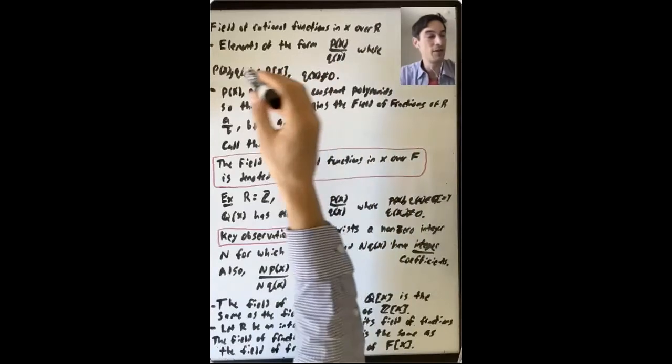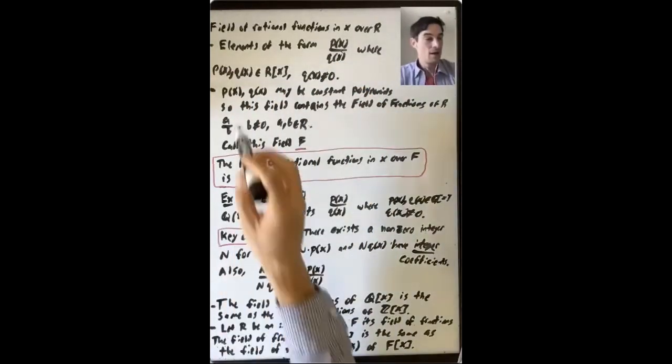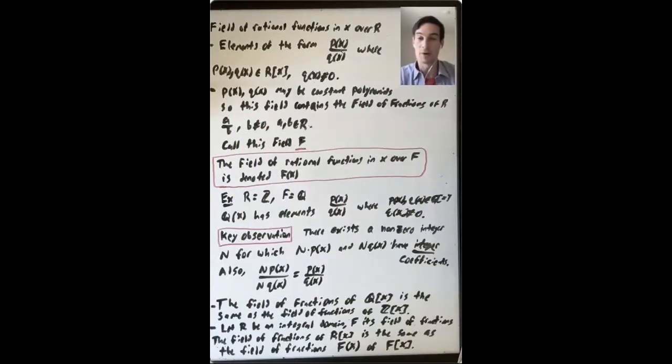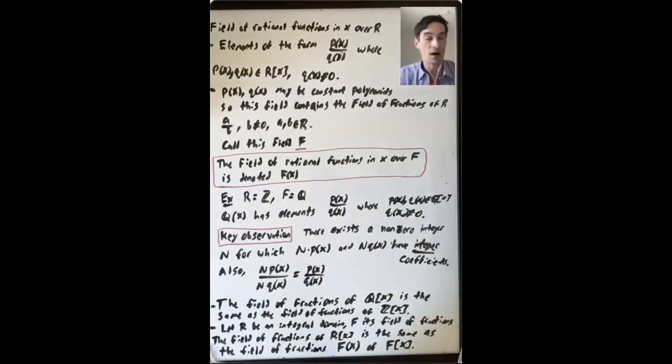So P of X over Q of X are both in R bracket X. Q of X is not 0. P of X and Q of X might be constant polynomials, though, right? You could just take them to have degree 0. So these could be elements of R.